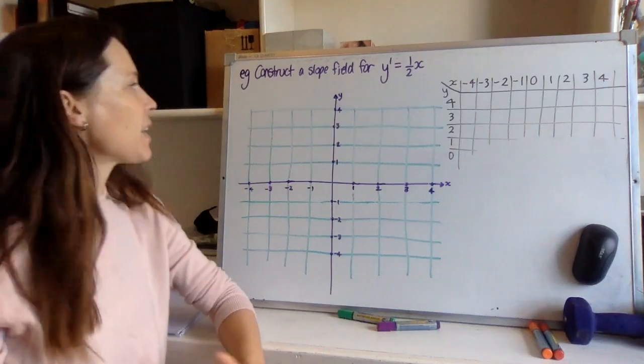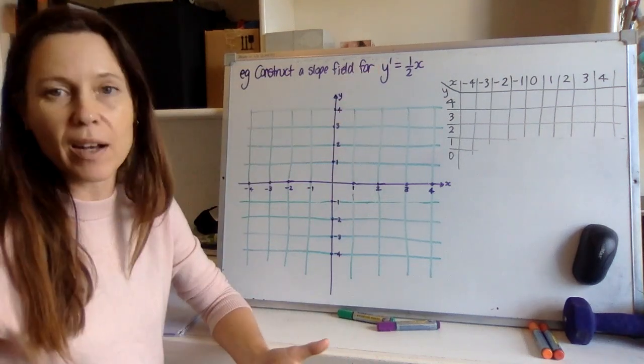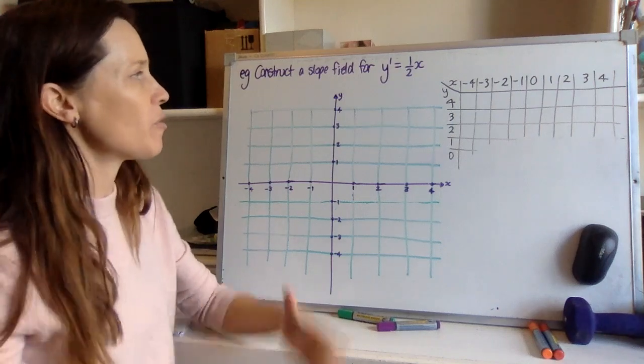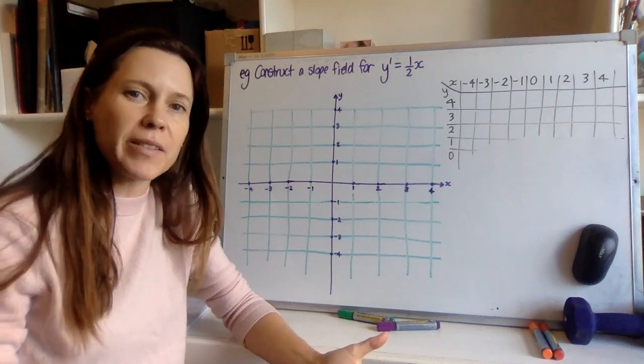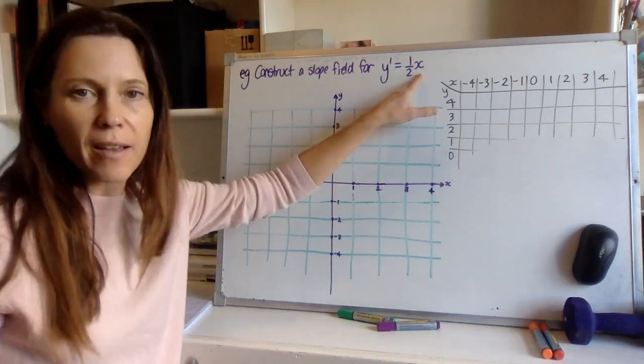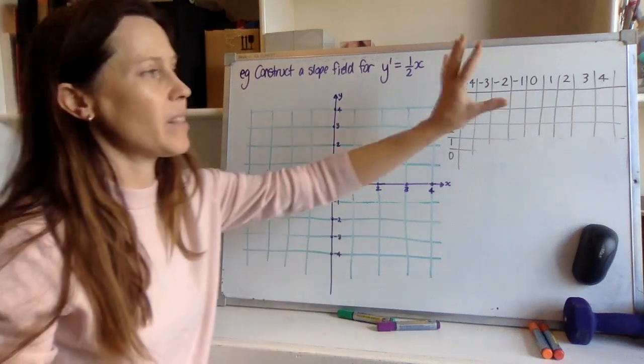So let's make a slope field now for the differential equation y dash equals a half x. Now, we said it needed to be in the form y dash equals something, and that the something would be in terms of x and y. This is quite a simple one. It doesn't have any y's in it. We can still create a slope field for it, and what you'll see is that the table of gradients ends up being quite simple.